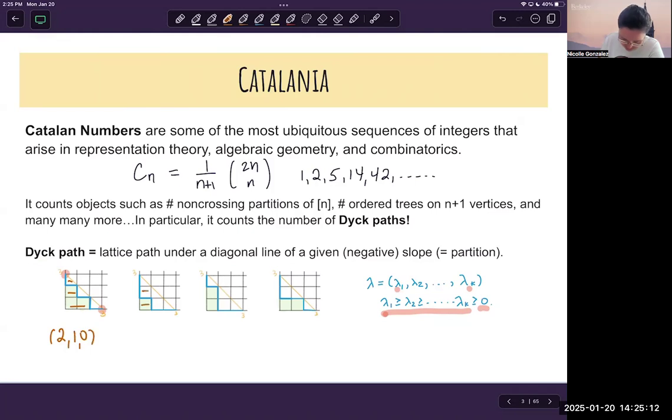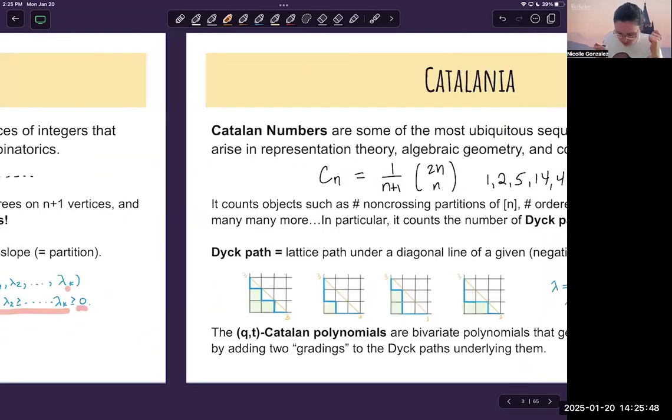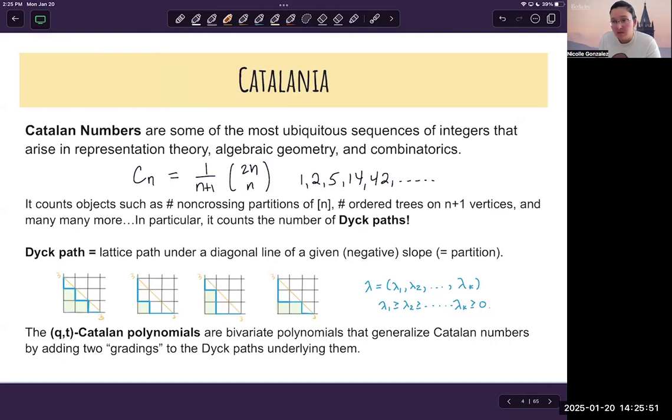In this case, we have 1, 0, 0. We have 1, 1, 0. And then we have 2, 0, 0. And you see that when we do this, and indeed I highlighted the non-zero parts in green in these pictures, you end up with a weakly decreasing sequence of numbers that are non-negative. So we can think of a path as either just a lattice path or equivalently as the sequence of numbers, and we will be using this duality as we go through. Okay, so what we're actually going to be interested in today is a generalization of these Catalan numbers.